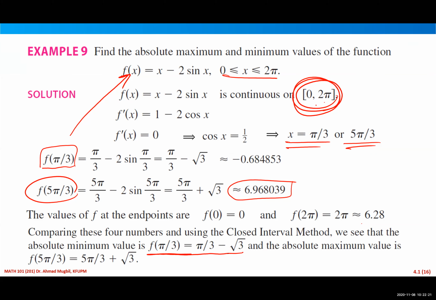So here it is, that's pi over 3. This is the absolute minimum, and this is the absolute maximum. Done. Any questions, shabab?